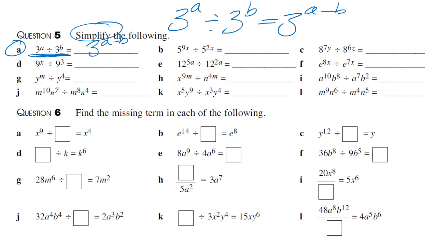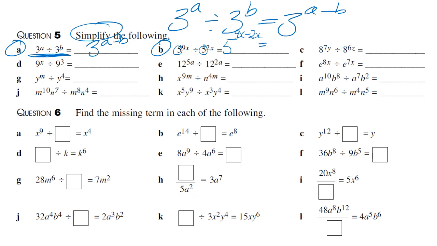Let me do just 2 more here. I'm going to do b. 5 to the power of 9x divided by 5 to the power of 2x. Same base, so I can subtract the power. So that becomes 5, 9x, take 2x. Is that the simplest form?